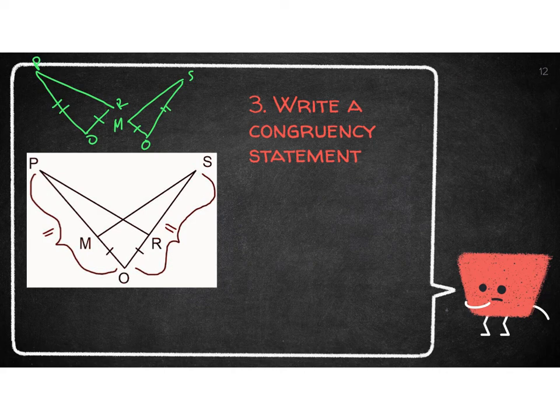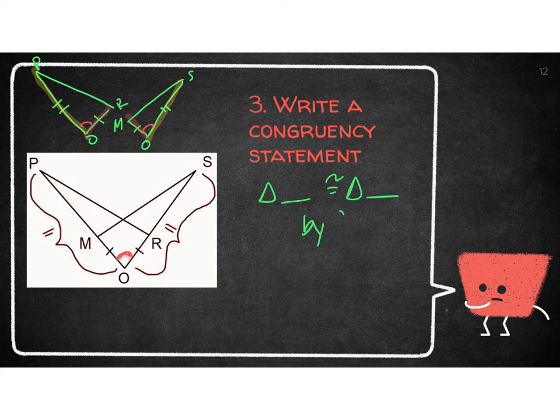Right away looking at this, I can see that OS is congruent to OP, that's given. I can also see they tell me that OM is congruent to OR. And then I can see that they both have angle O right here. So since it's the exact same angle, those of course are going to be congruent. This shows me that I have side, angle, side, and that's the shortcut that we're using to prove that the triangles are congruent.